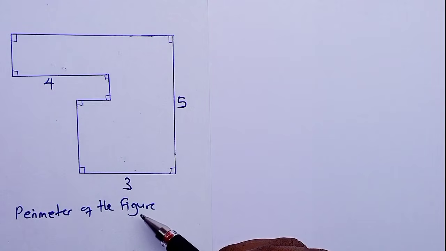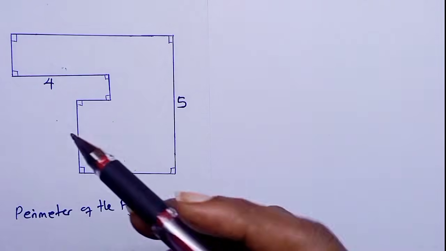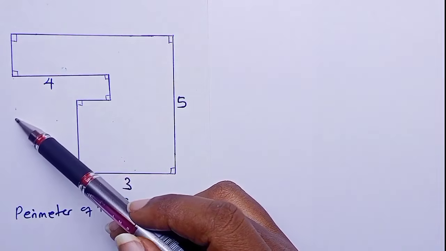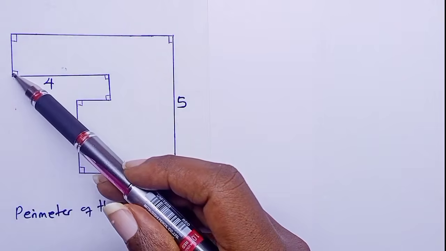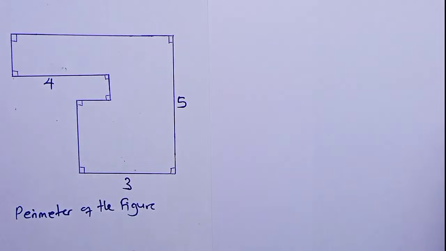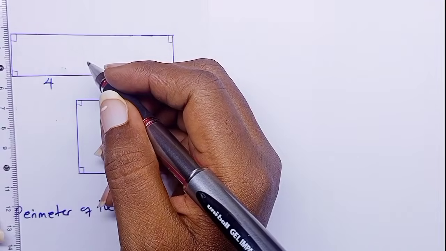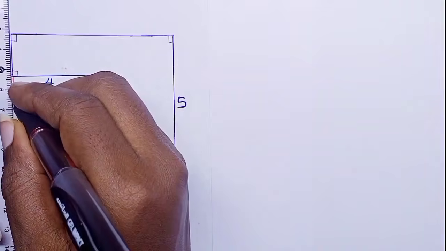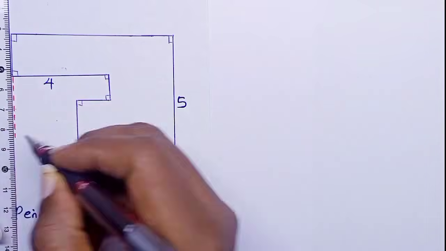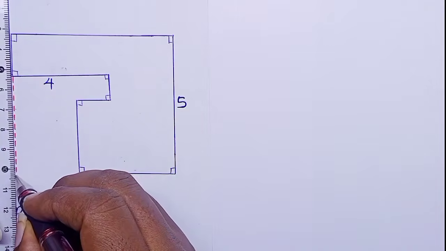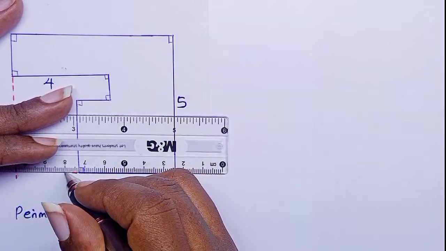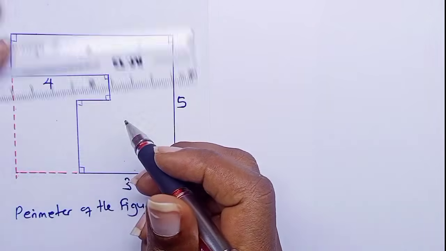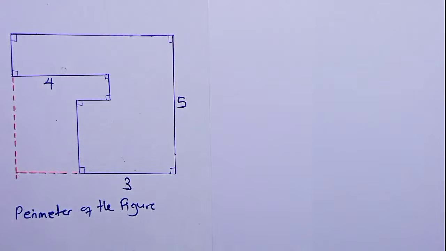Now for us to find the perimeter of this figure, we're going to manipulate it such that we get what we want. So first we're going to draw imaginary lines here to connect. We're going to extend this line and also extend this line. Then also extend this line here, just like that.